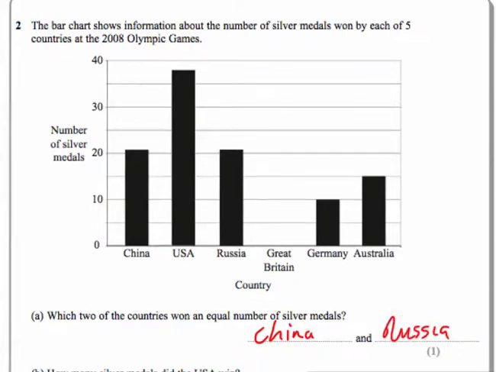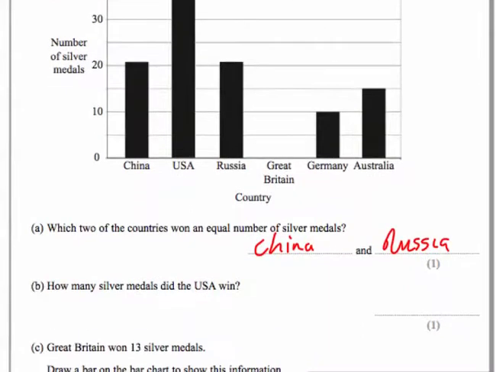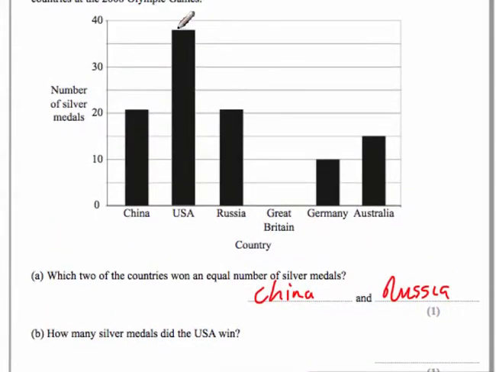How many silver medals did the USA win? We'd already looked at that, hadn't we? We decided it was about 38. So I'll put that in there, 38.